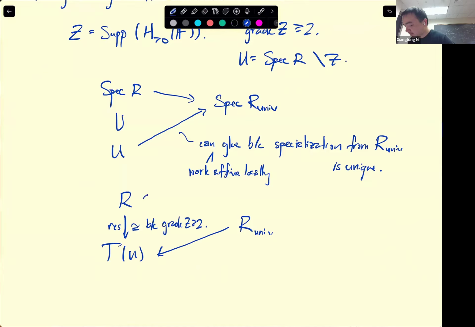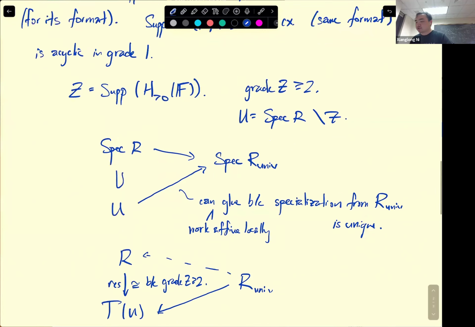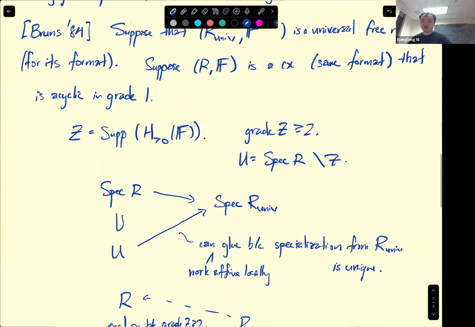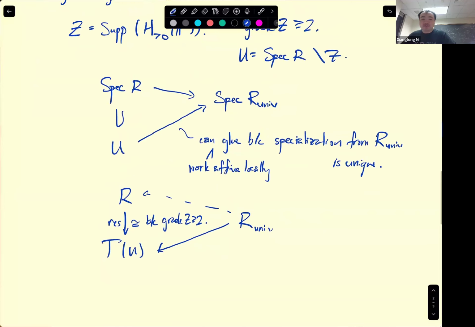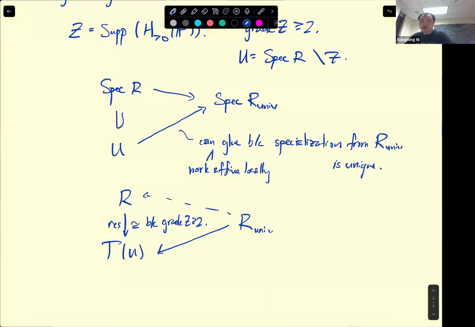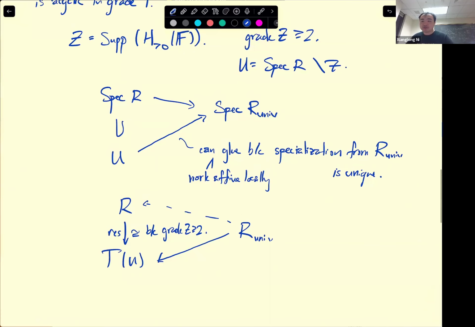Okay, so that means I actually get a map from the universal ring to R, specializing the universal resolution F to F. And I didn't assume that F was acyclic, I only assumed that it was acyclic in grade 1. But what this shows is that at best you can hope for a universal example of a complex that is acyclic in grade 1 instead of one that is acyclic everywhere. And in fact, the first structure theorem of Buchsbaum and Eisenbud already does that. So in some sense, the first structure theorem of Buchsbaum and Eisenbud is the best thing you can hope for if you insist on unique specialization from the universal object.